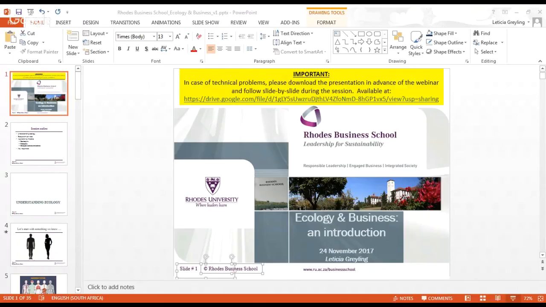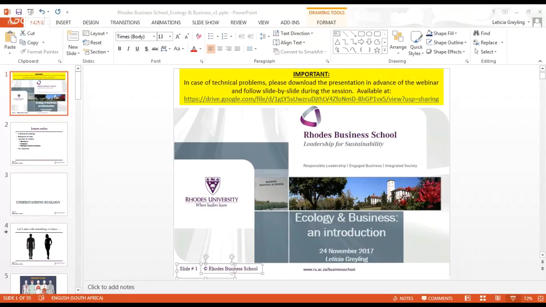Ecology, or ecological science, is simply when we scientifically study how living organisms, so it's animals and plants, microorganisms, insects, all of them, how they are distributed, so where they occur, and their abundance, how many of them there are. And also how their distribution and abundance could be affected by interactions between these organisms and the environment.